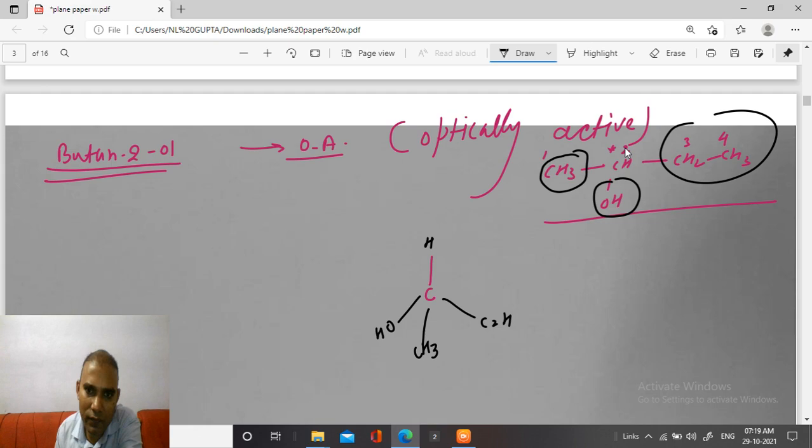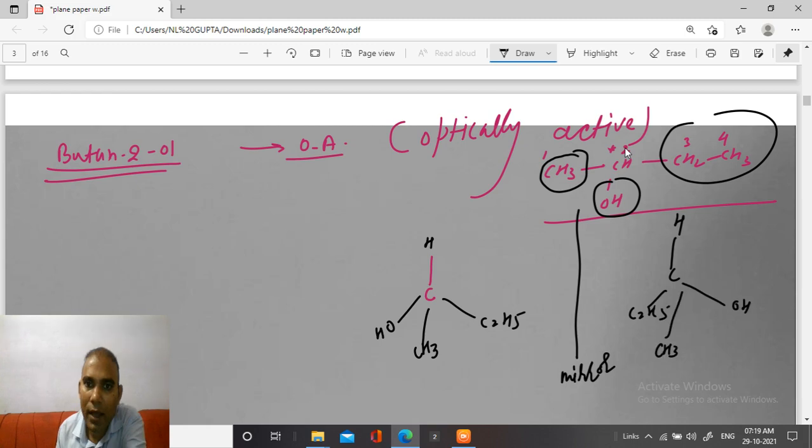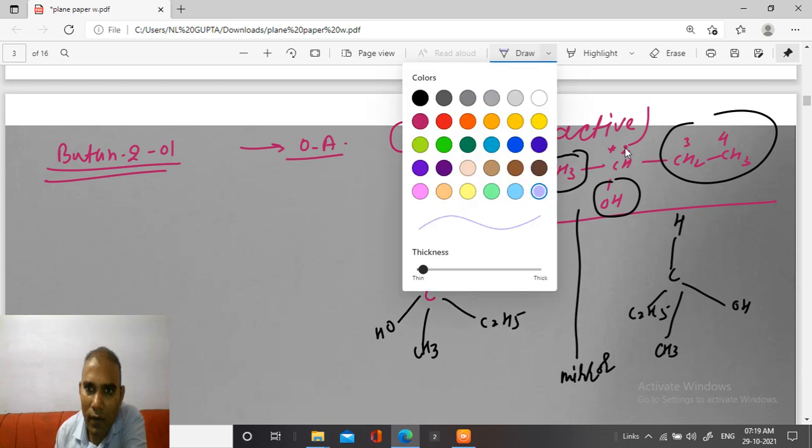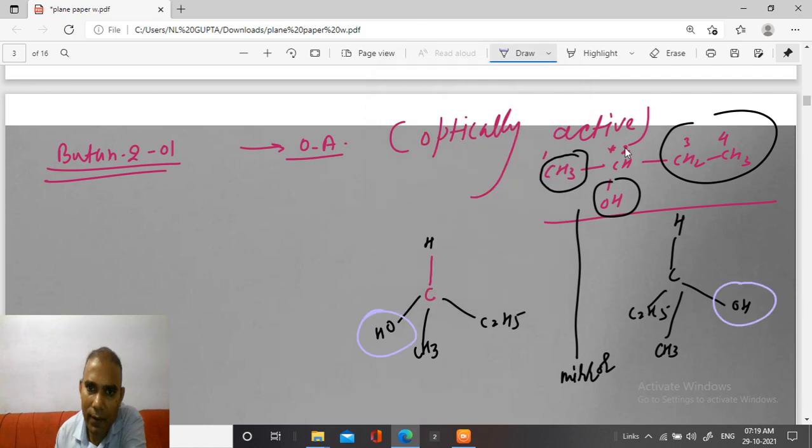Now let us have the mirror here. Okay, this is the imaginary mirror, and then you see here what is happening. This is hydrogen. Here is C2H5. This is going to be OH. Here is going to be CH3. Now, dear friend, if you see this compound, what are you going to find? This OH group is on this side, and this is on the other side, okay? This is left and this is going to be right. C2H5 is right, so it is left.